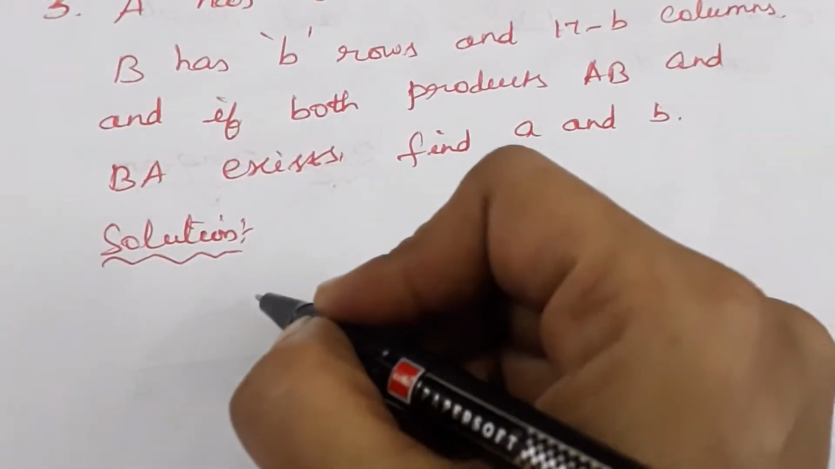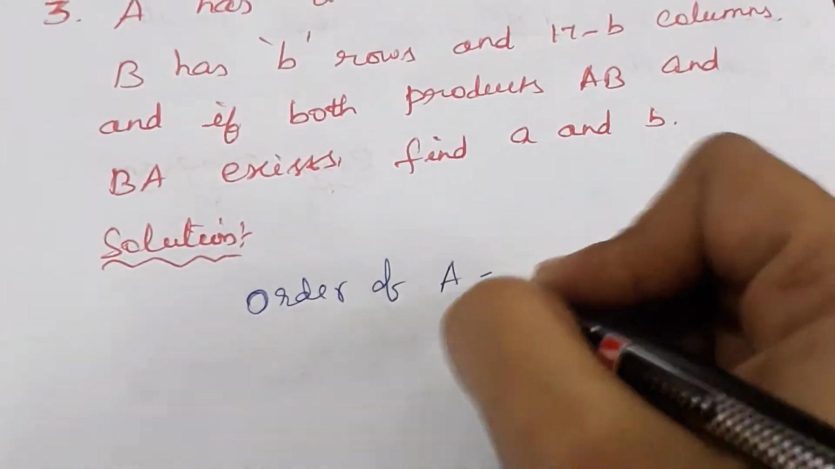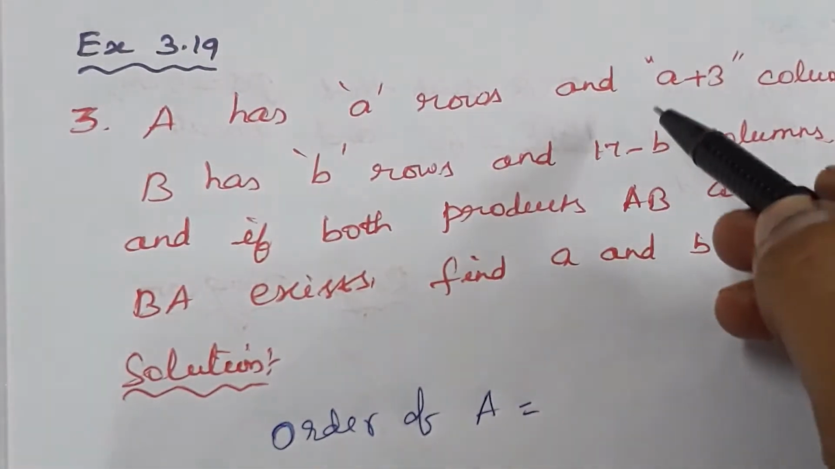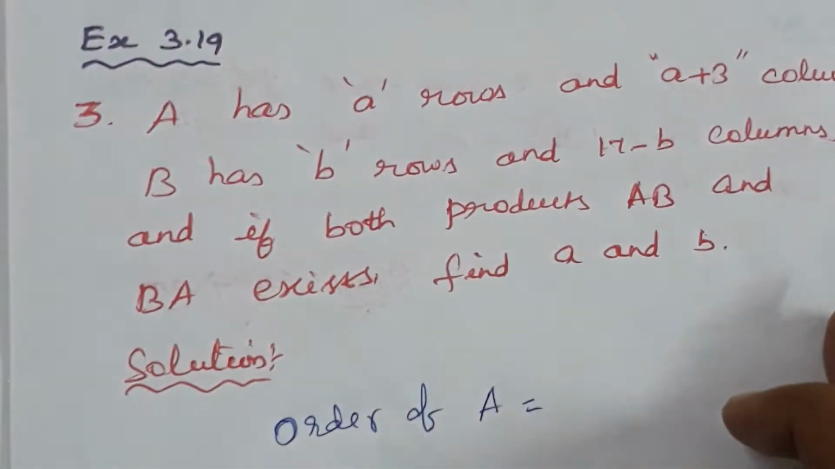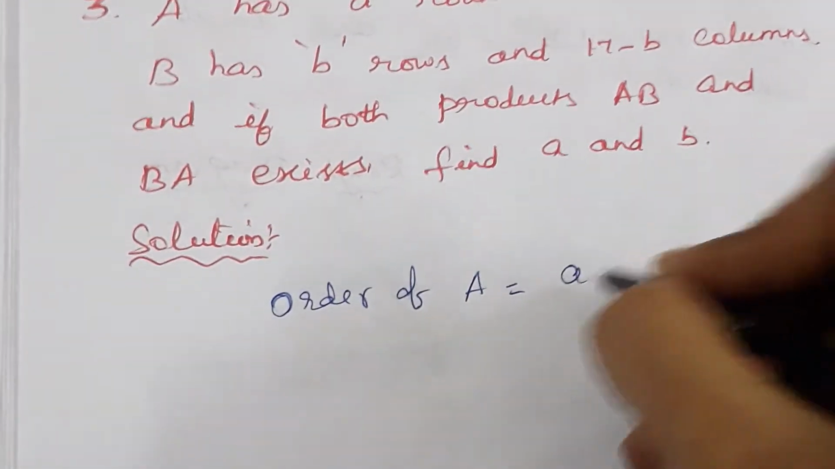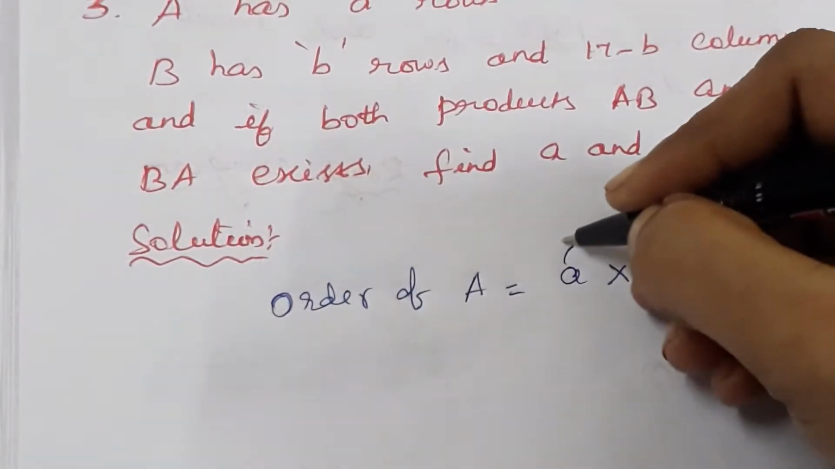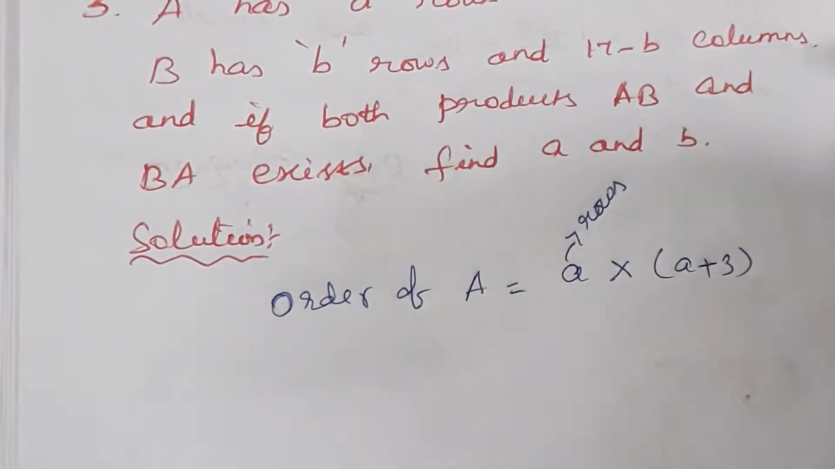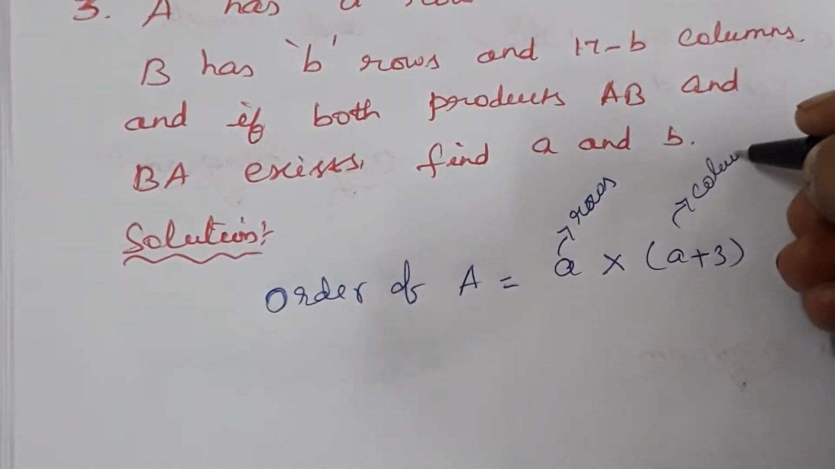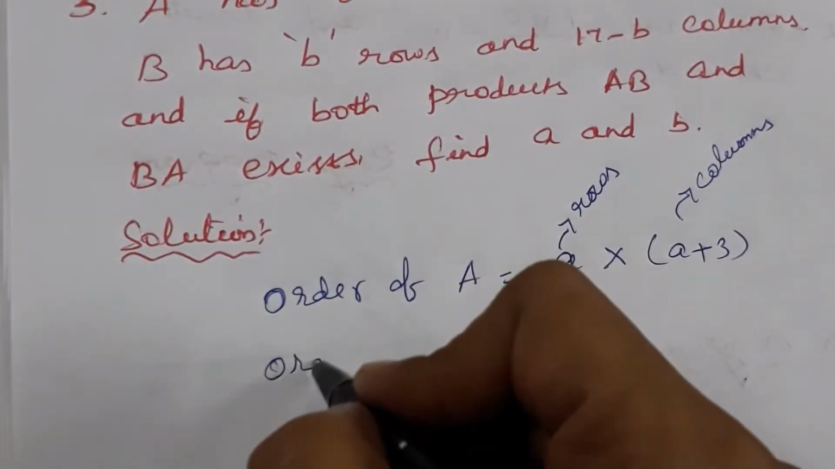Okay, so our first step is to write the order of A. How many rows in A? a rows. How many columns in A? a plus 3 columns. So the order of A is a by a plus 3. The first a represents the number of rows, the second represents the number of columns. Understood? Okay, next you have to write the order of B.